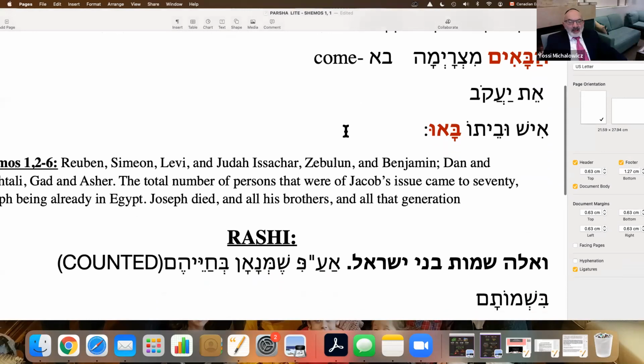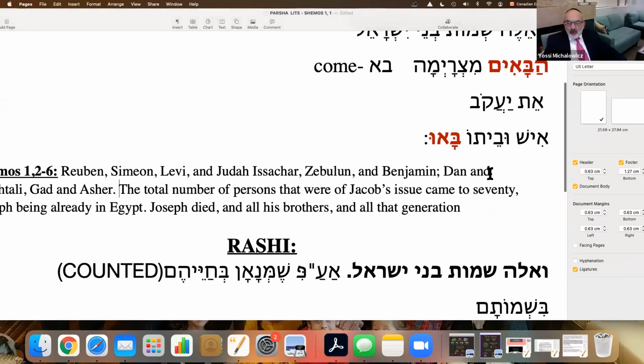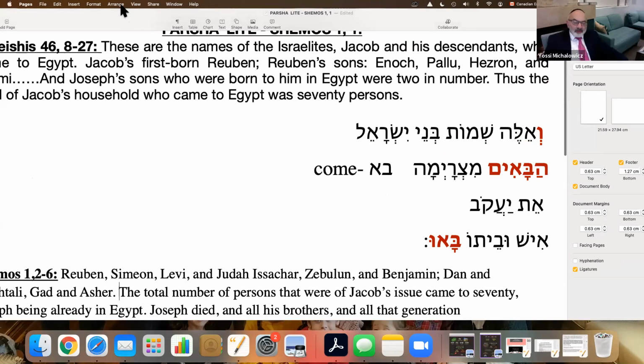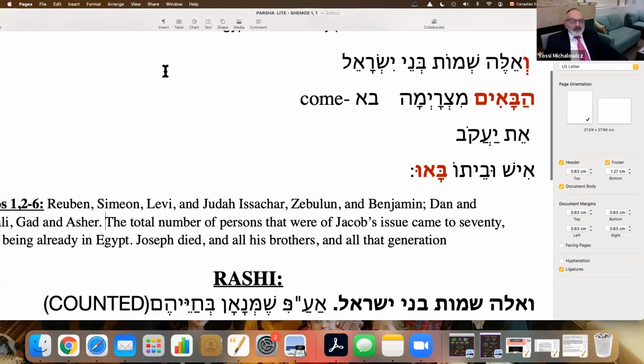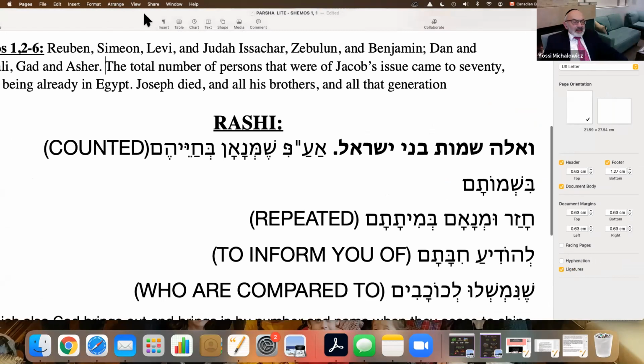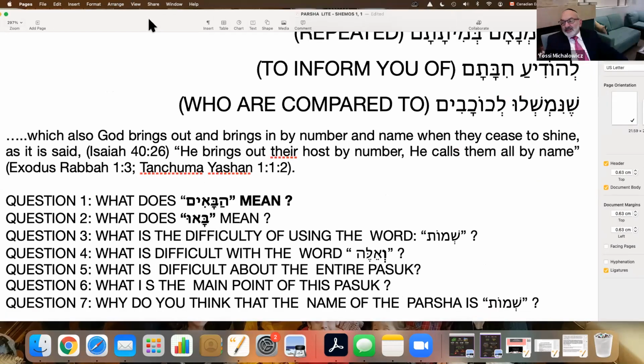Okay, so now, here are the questions. It's only 8 or 11 words, and they're all easy words. But I want you to consider the following questions. This is going to be your questions to see if you understand. Question 1, what does this word mean exactly? Question 2, what does this word mean exactly? Question 3, what is the difficulty of using this word in the pasuk? There's a problem with that. Question 4, what is difficult with this word? There's something wrong about this word.